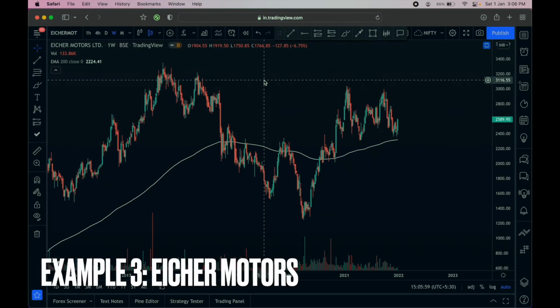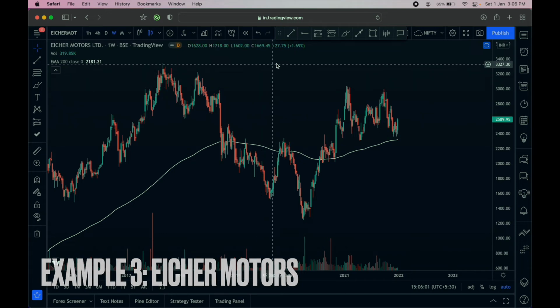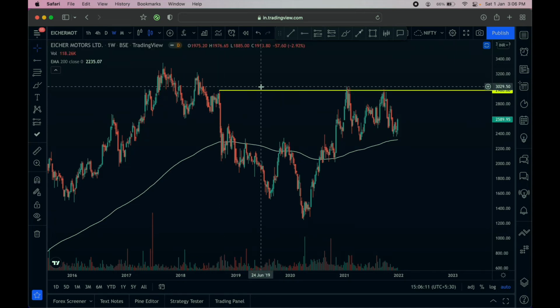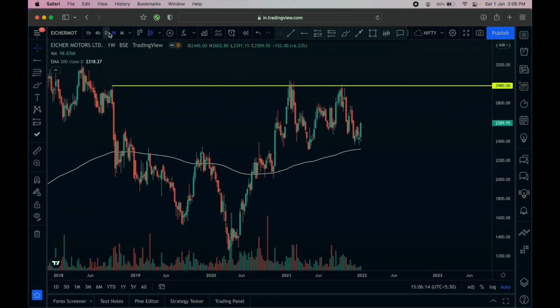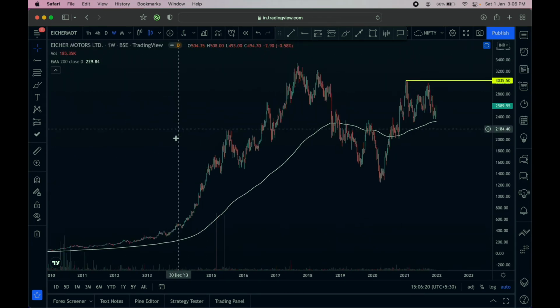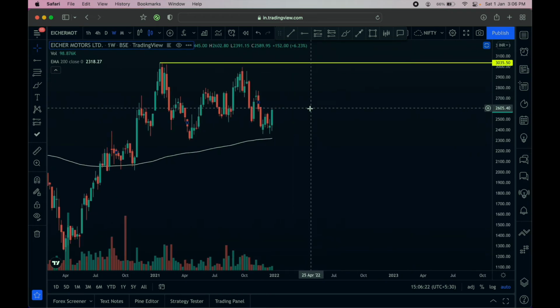Next, we are going to be discussing EICHER Motors. So let's just start with the weekly time frame. Again, mark the obvious swing highs and swing lows. Some of you might have noticed this resistance. Again, this is perfectly valid, but I would suggest you mark it from this side. Focus on the current structure more instead of going past and past and past. Focus on the structure that is relevant to you right now.